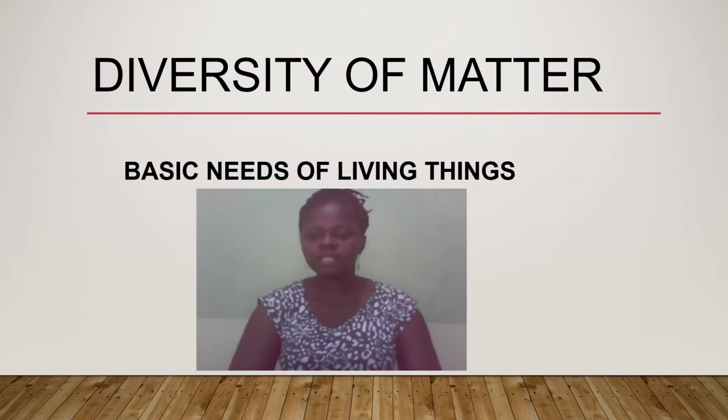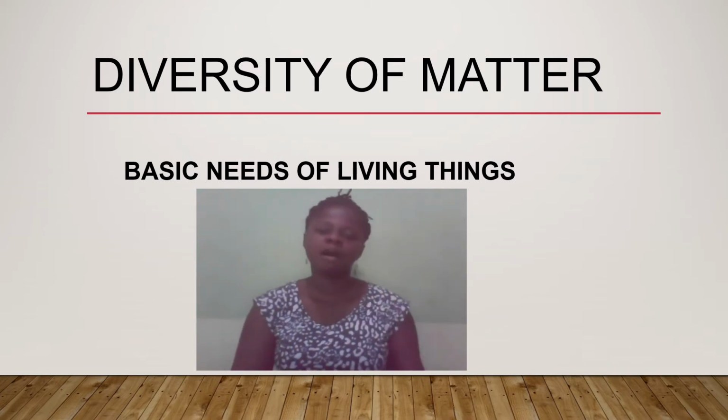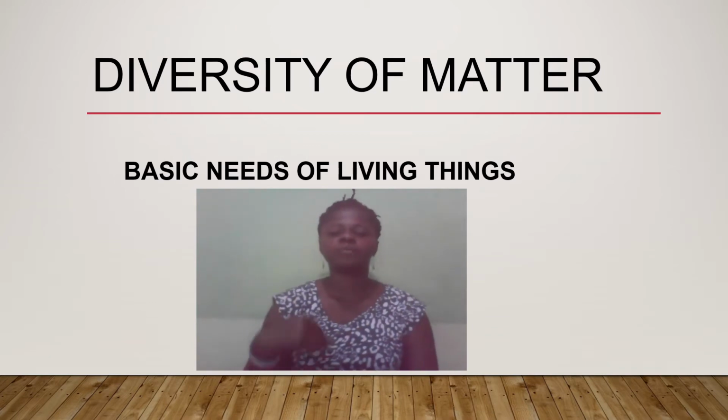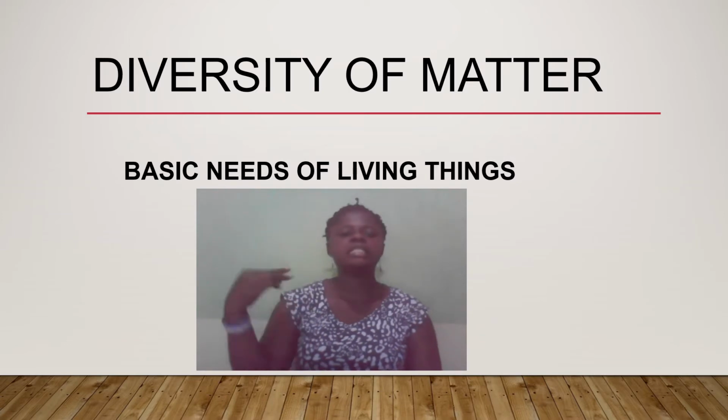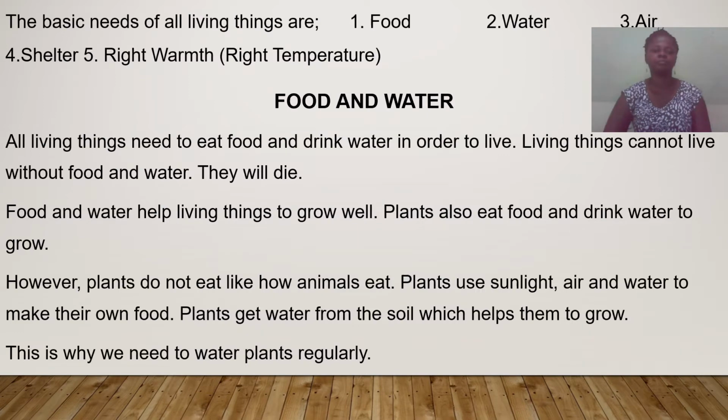So in our previous lessons, we talked about living things and non-living things, the things that living things can do and things that non-living things cannot do. Now we are going to look at the things that living things need, the basic needs of every living thing. The basic needs of all living things are food, water, air, shelter, and the right warmth. We're going to take this one after the other, and then we'll talk about it.